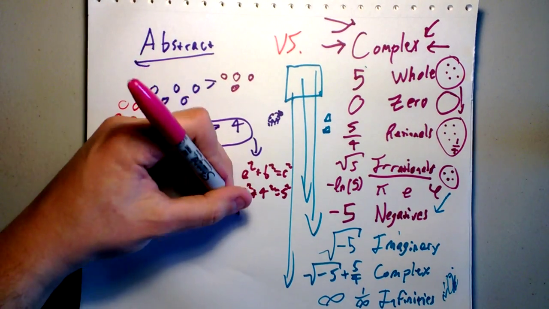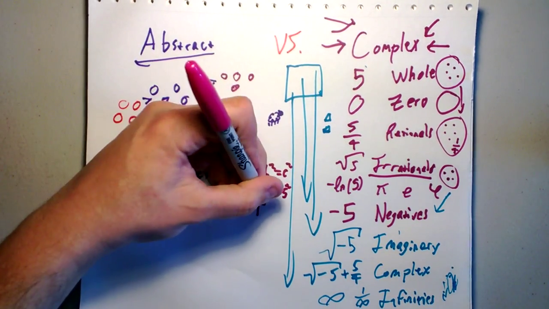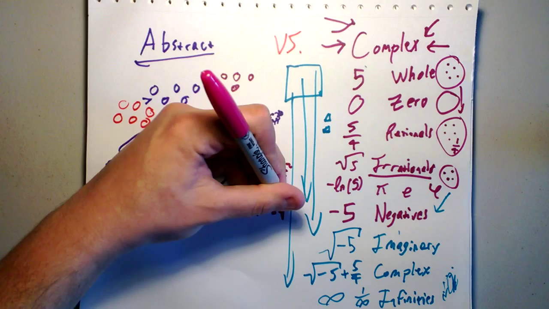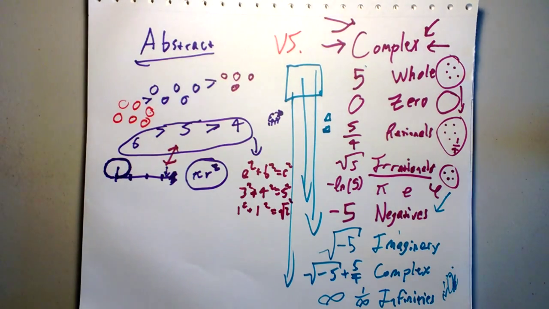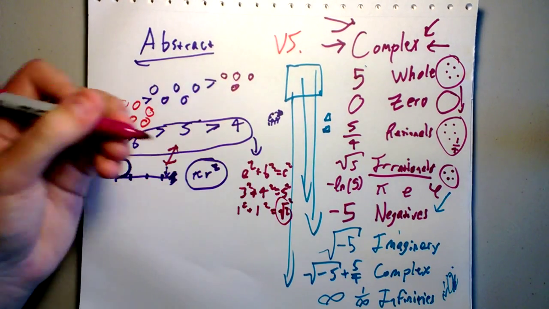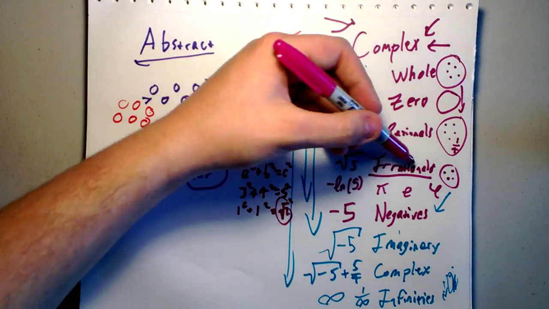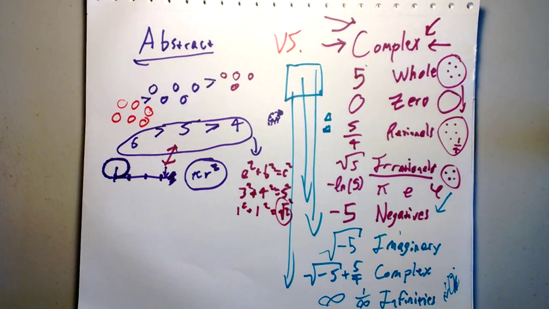Now there's other results, like if a and b were both 1, then this would have to be square root of 2 squared in order to work out. And we didn't like that. Irrationals. We just couldn't accept that for the longest time.